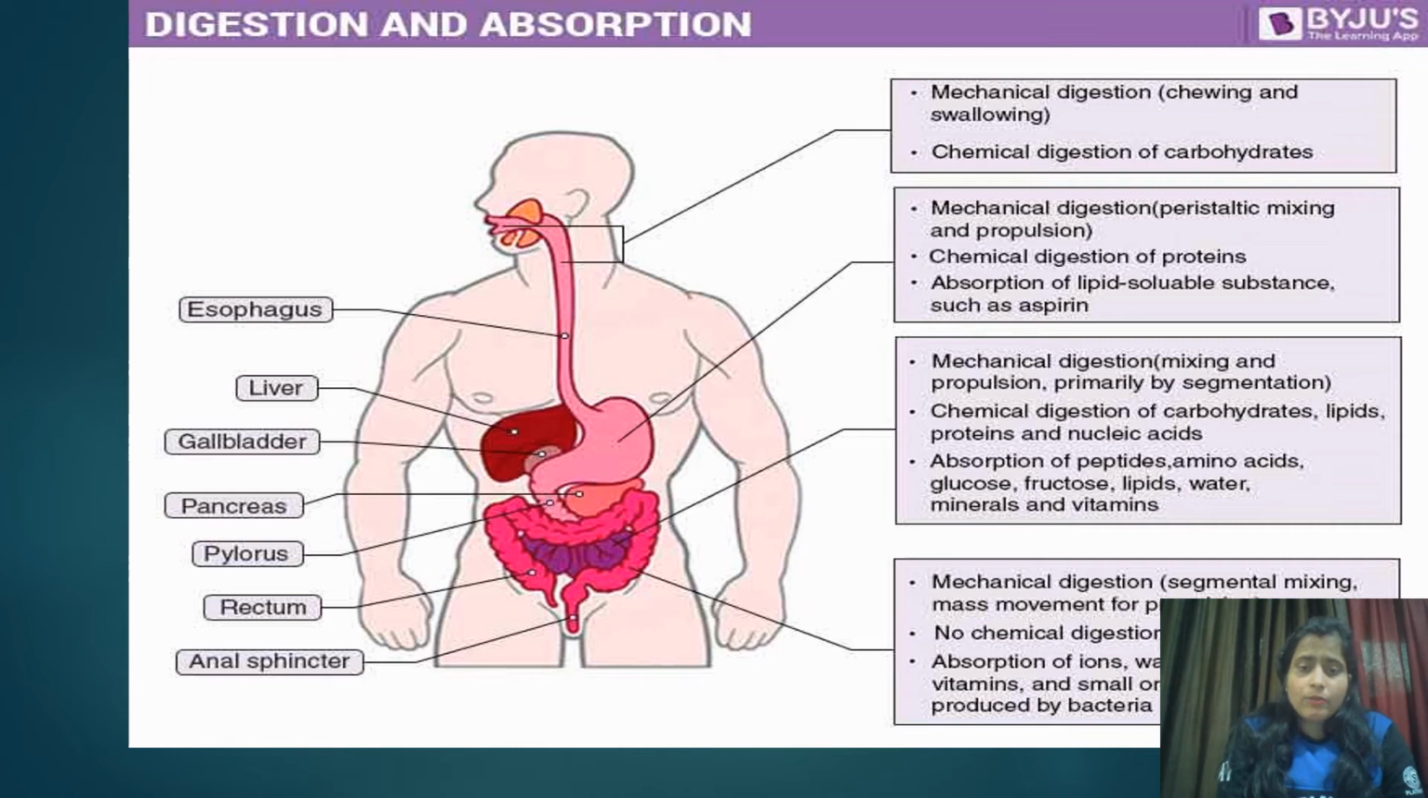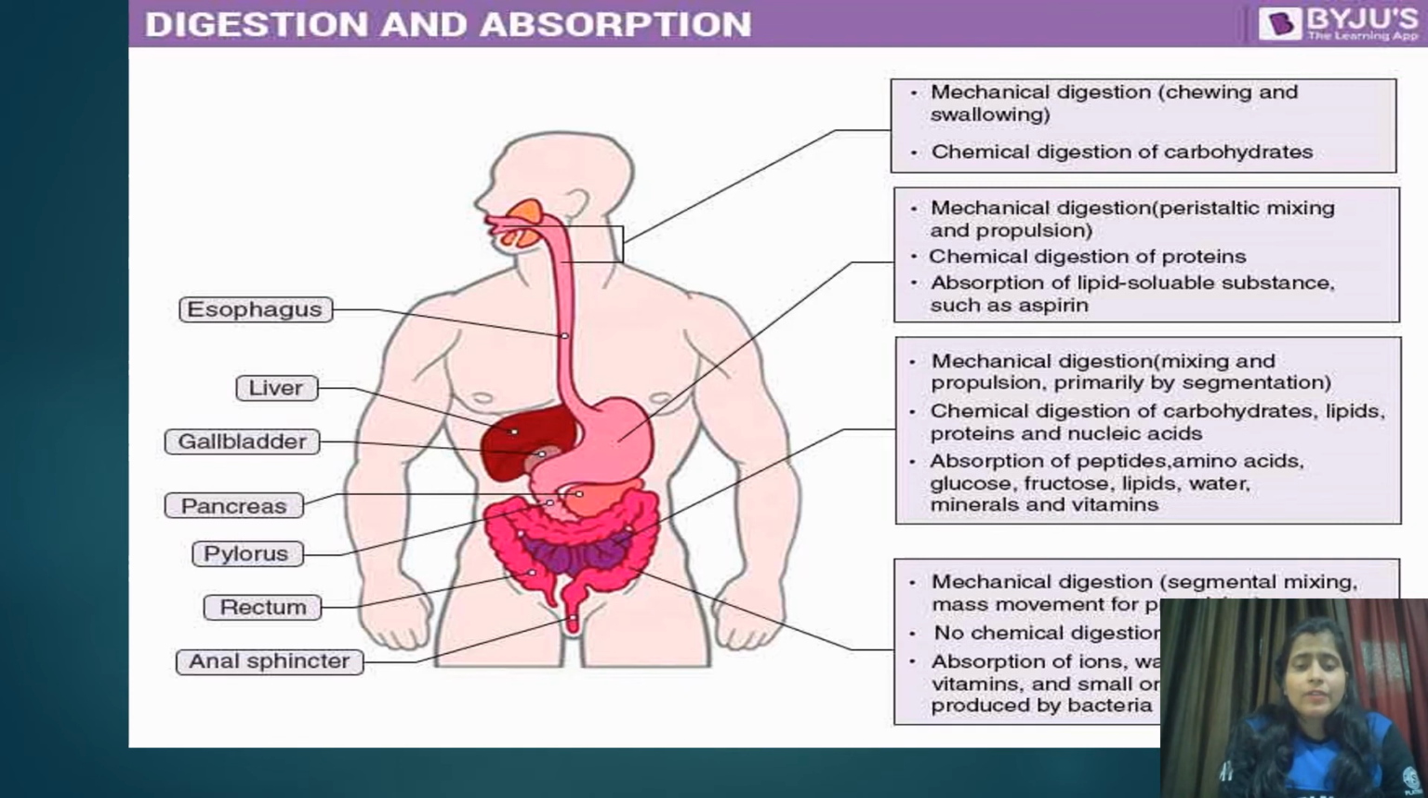Then here, in the small intestine only, in the ileum part, the absorption of peptides and amino acids, glucose, fructose, lipids, water, minerals and vitamins, and whatever important is present in the digested food, is absorbed in the small intestine itself.